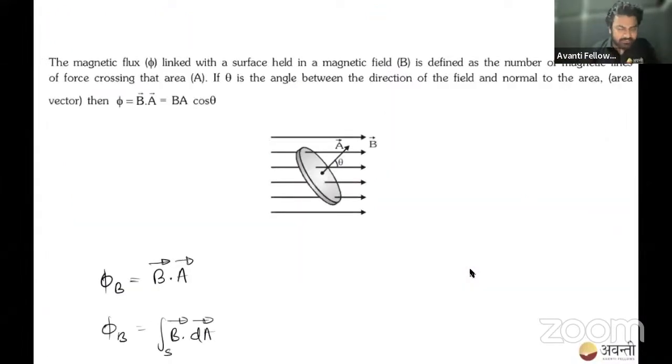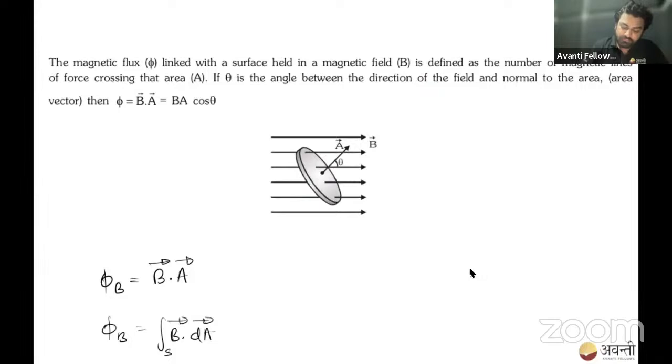So let's read this statement. The magnetic flux linked with the surface held in a magnetic field is defined as the number of magnetic lines of force crossing that area. If theta is the angle between the direction of the field and the normal to the area, meaning the area vector, then flux is equal to BA, B dot A, or BA cos theta.